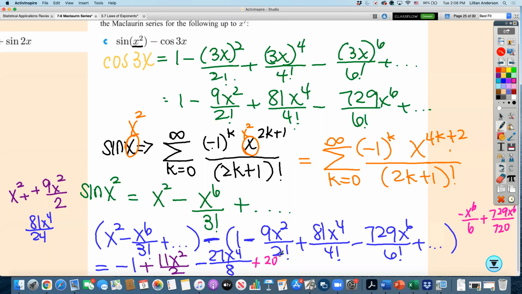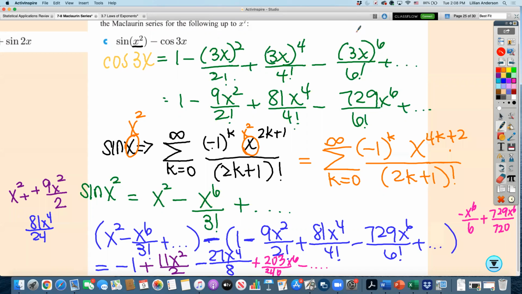A positive 203 over 240 x to the 6. Anything after that would produce a term that's bigger than x to the 7. And then that's how we would subtract sine x squared from a cosine 3x. So when it comes to adding and subtracting, you just want to make sure that you are combining your like terms and simplifying, okay?